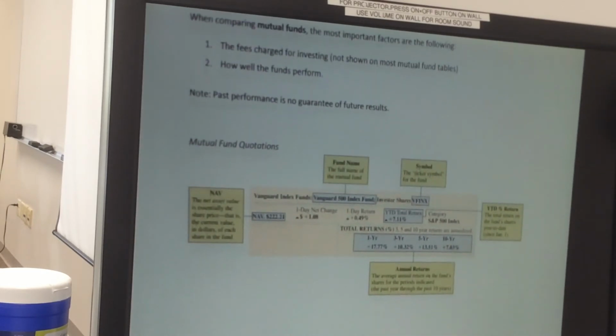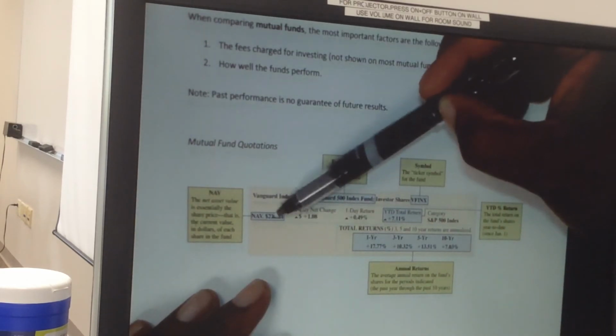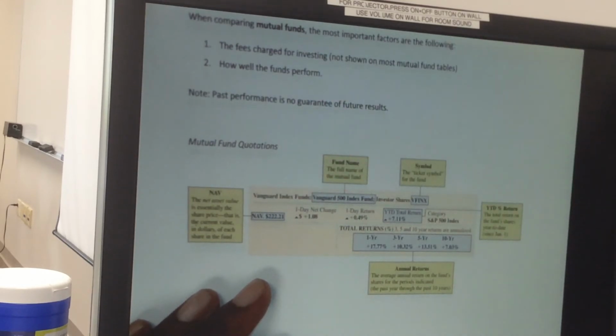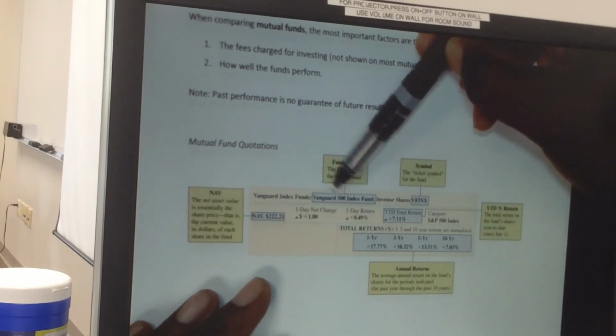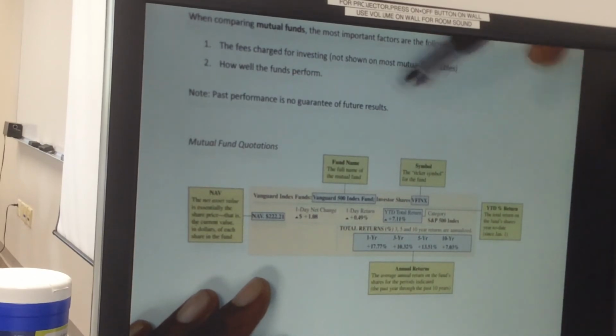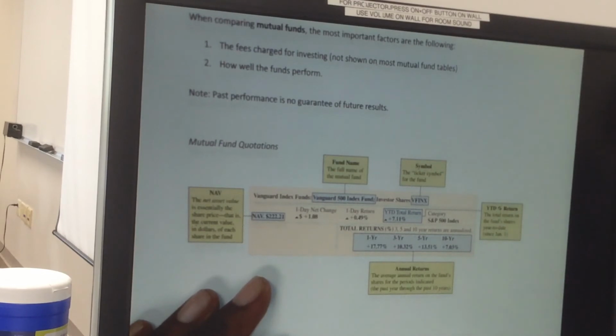Okay, and this is what a mutual fund quotation looks like. The NAV means the net asset value. That's essentially the share price. That is the current value in dollars of each share in that fund. And right here, this is going to be the name of the fund, Vanguard 5000 Index Fund. The symbol for that will be VFINX. That's the ticker symbol for the fund.